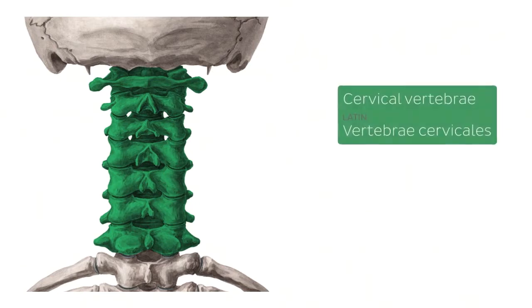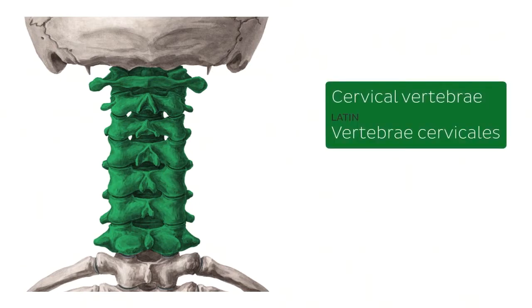These are known as the cervical vertebrae, which are the smallest vertebrae in the spinal column. The cervical spinal column is comprised of 7 vertebrae. The first cervical vertebra is known as the atlas, and the second one is known as the axis. These two vertebrae are unique in structure compared to the other cervical vertebrae.